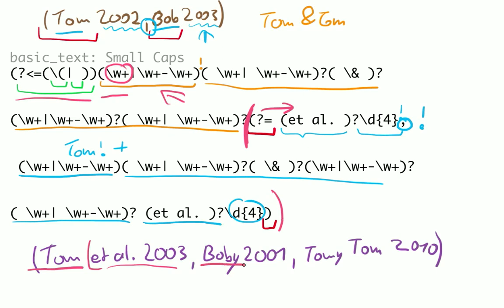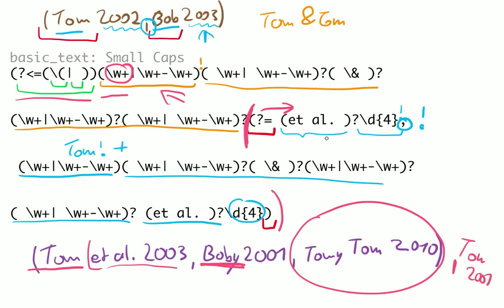The same holds true for our Bobby here. But then our last citation would not be formatted, because this one doesn't have a comma here and doesn't have another name here. So the look behind does not match. Therefore, we need to have another GREP style that takes care of the last citation in our brackets.